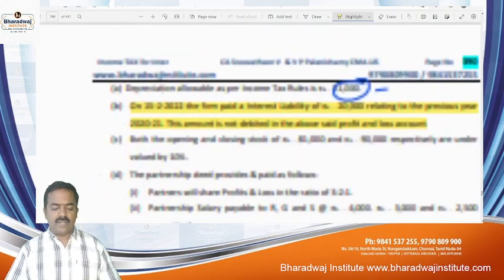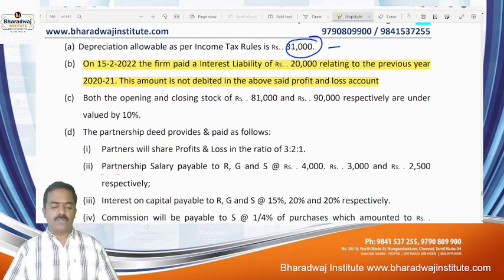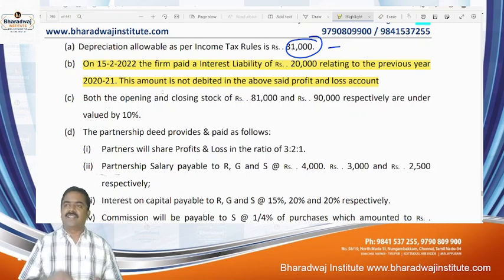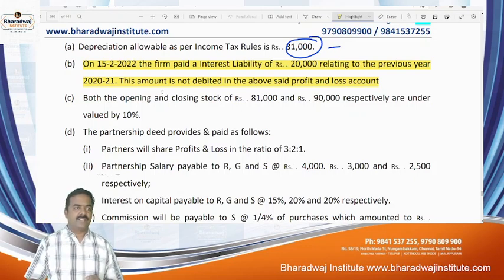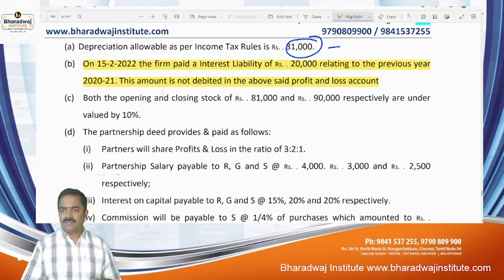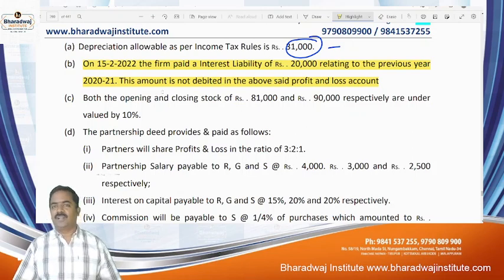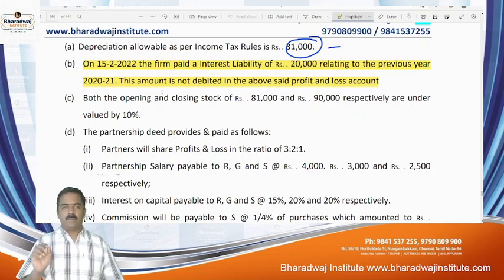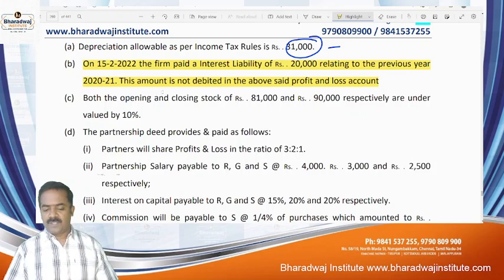Now come back to this question. Now read this. On 15/2/2022, the firm paid an interest liability of 20,000 relating to which year? Last year's interest, paid in the current year. Okay, it is a statutory payment. Whether deduction would have been allowed last year? Would last year's deduction have been claimed? No. Why? This was not paid before the due date of filing of return. But it is paid in the current year. So what can you do? You can allow the deduction. Statutory payment, deduction can be claimed on what basis? Payment basis. So we have to work out here.